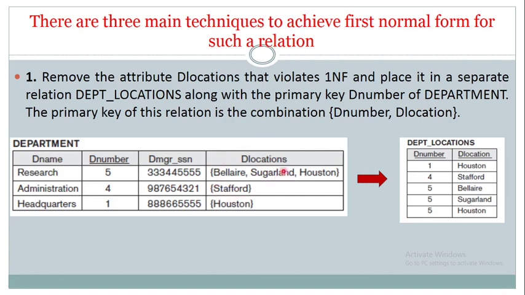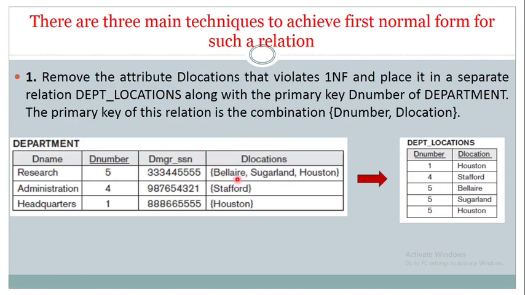We decompose it, remove this department location, and create a separate table with its primary key, which is the primary key of department, D number. Here you can see all the locations are single. We just split the single row into multiple rows. Bellaire, Sugarland and Houston all belong to department number 5. This is how we split the row into 3 rows. This is one technique to achieve first normal form.